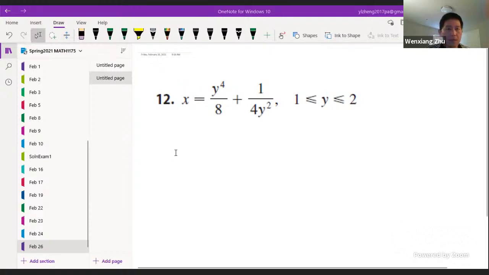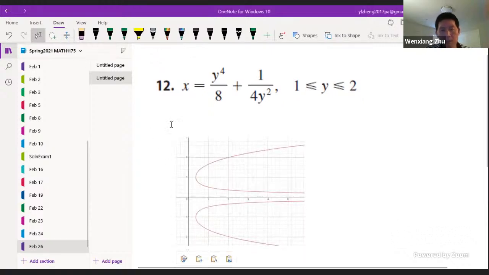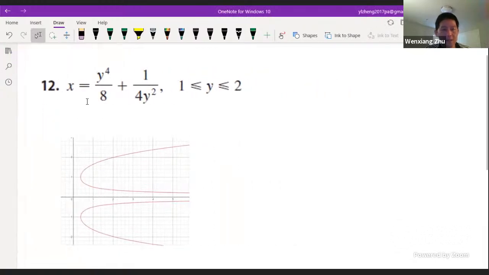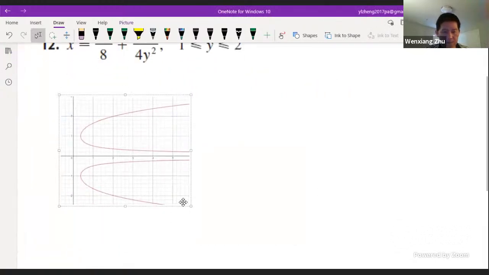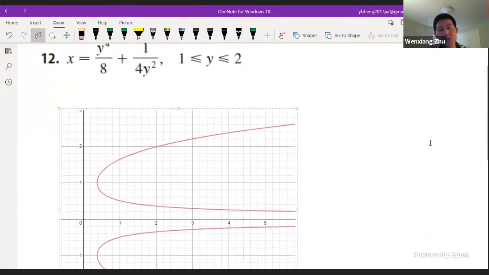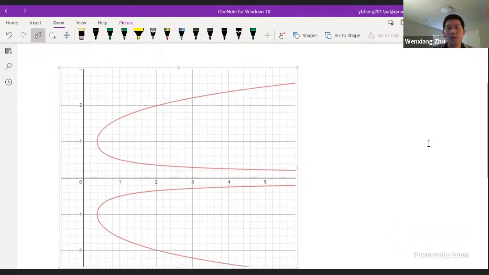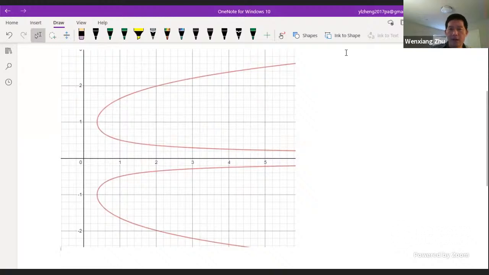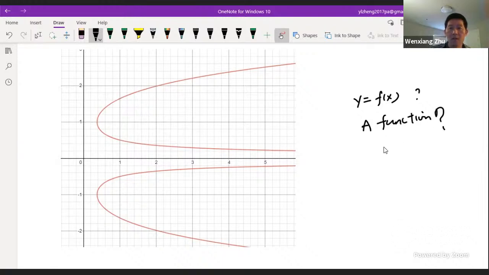All right, back here. So that is the graph I just did over my decimals. So this is what I have. And actually you see, it's very hard for you to talk about this y equal to f of x. In this case, there's no way to do that. Why is that? Can I express this one as y equal to f of x for this function? And when we know this is not a function.